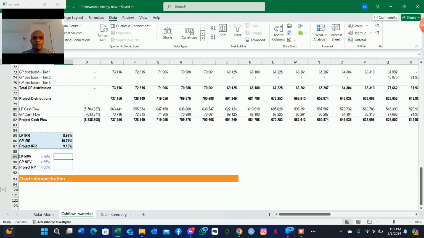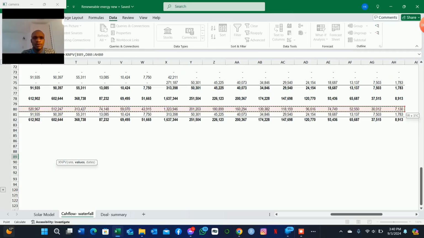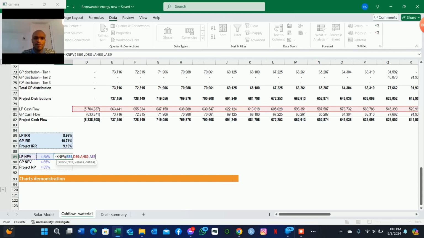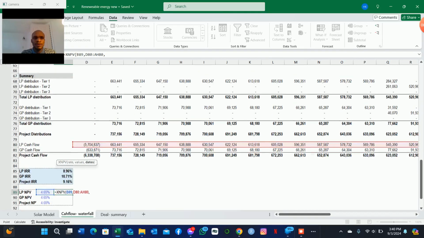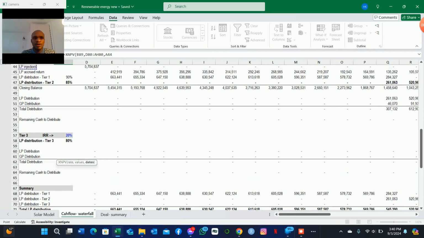Now we will simulate this by using the XNPV formula, XNPV. And then we assign the cash flows, including the initial investment amount for the limited partners. But before we do that, we have to assign the discount rate first, which we're going to discount at. And then we assign the cash flows attributed to the limited partners. We reference all of those cash flows, and then the discount rate, we assign the date, including the commercial operation date.